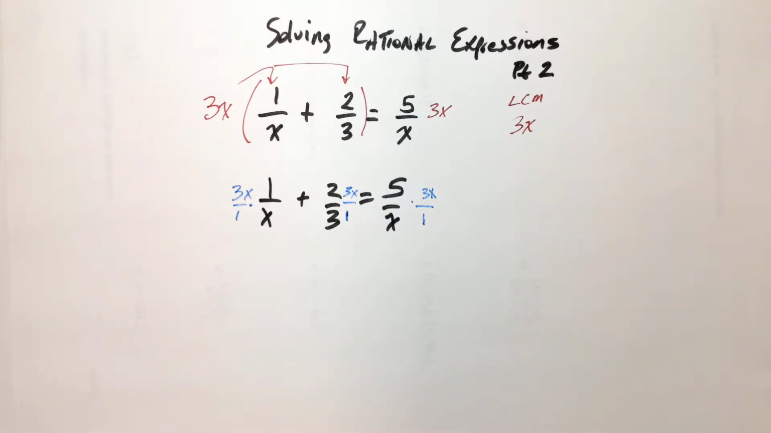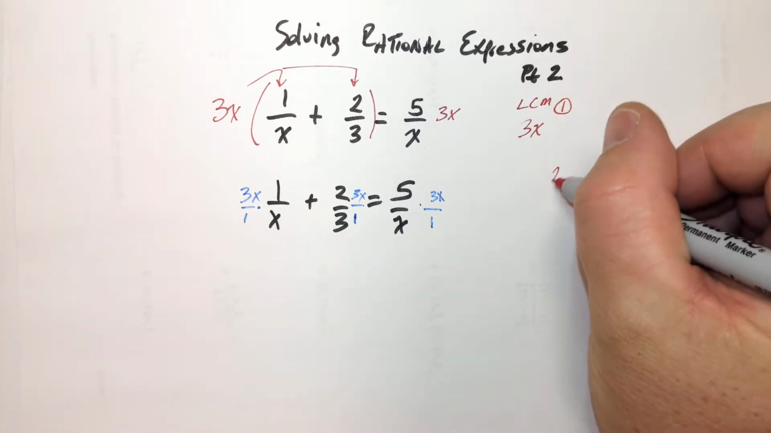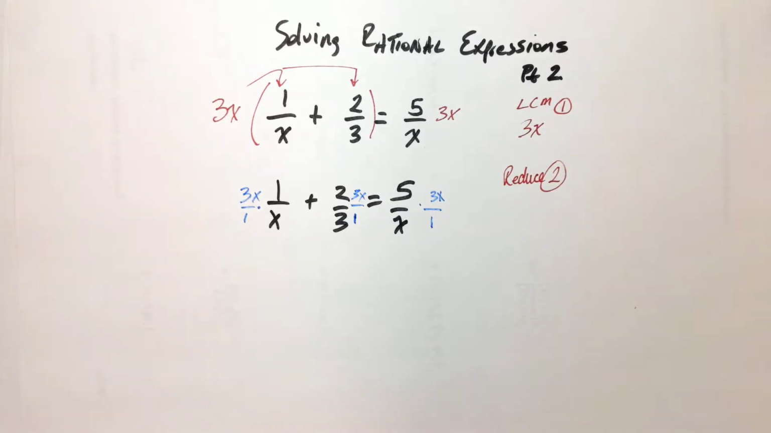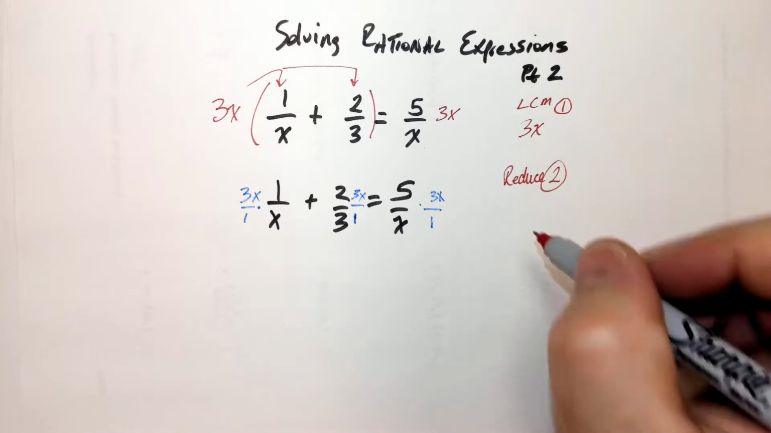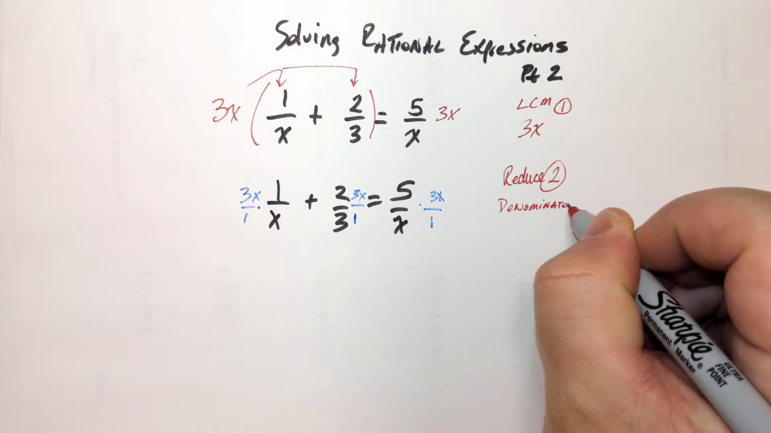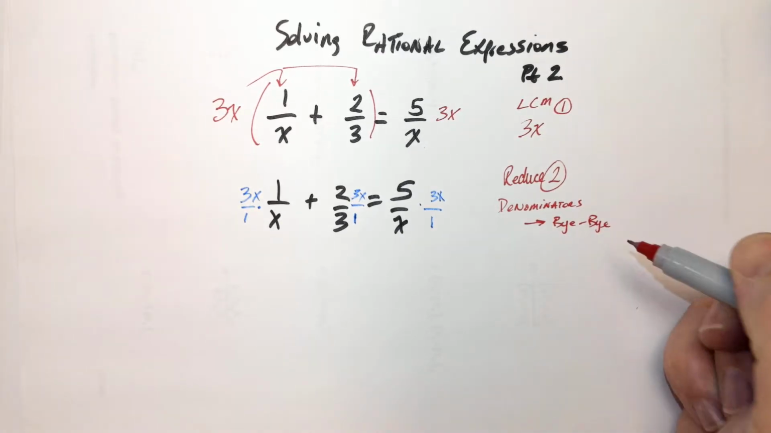So step 1, you multiply everything by the LCM, right? Step 2, reduce. That's the whole purpose, is to get rid of the denominators. So your denominators should go bye-bye, like that, see?